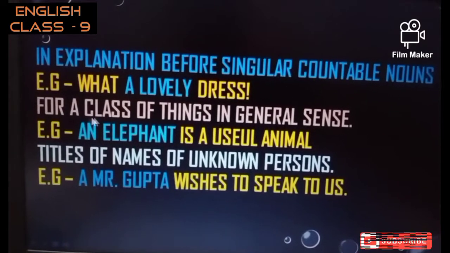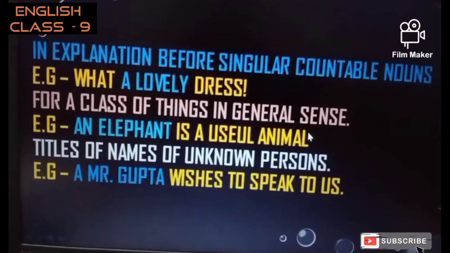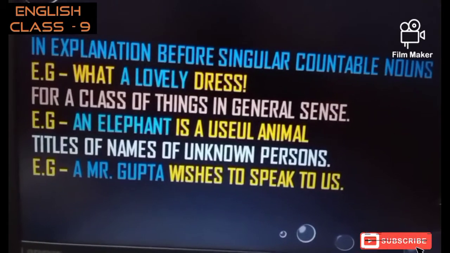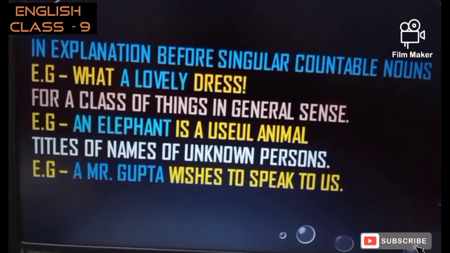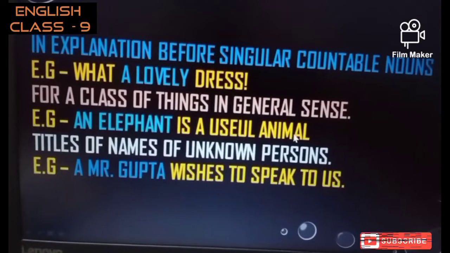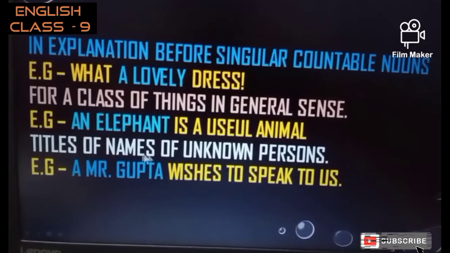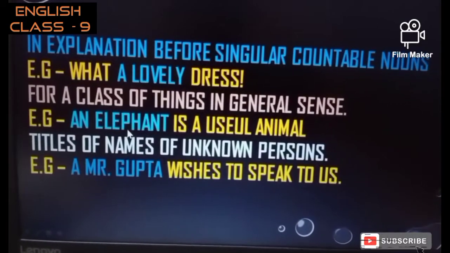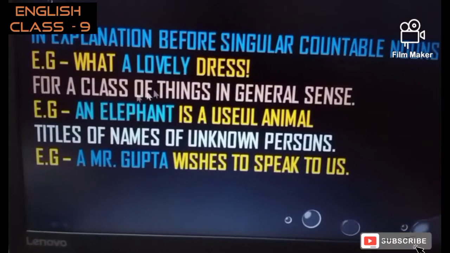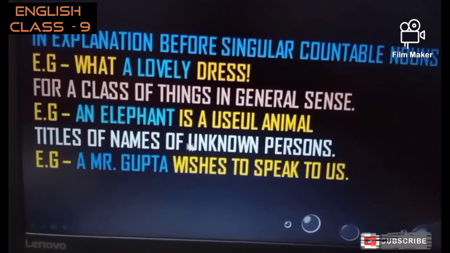Some other usage, for a class of things in a general sense. Class of things means a group or a larger number of particular things, just like animals, and we are going to use it in a general sense. For example, an elephant is a useful animal. Here we can check, an elephant represents all elephants, and it is used in a general sense. That's why an elephant is a useful animal.